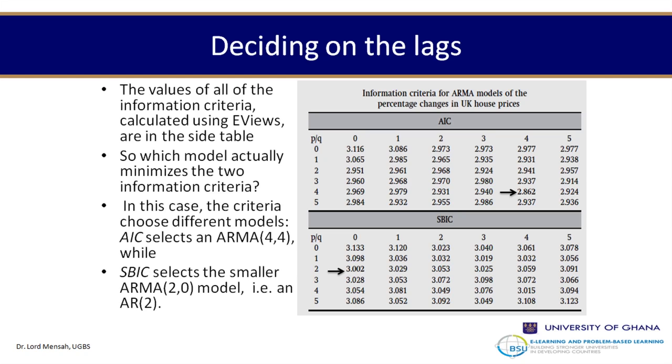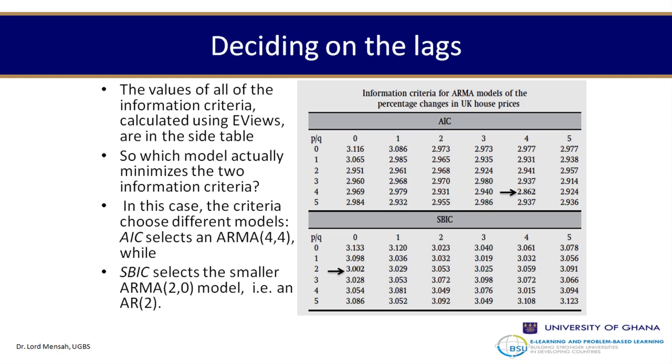Okay, that's the minimum you can get if you do all the combinations. So the values of all the information criteria calculated using eViews are in the side table. This is the side table. Which model actually minimizes the two criteria?